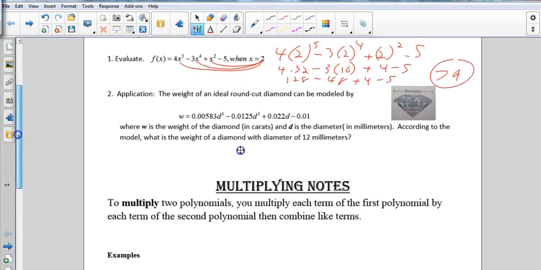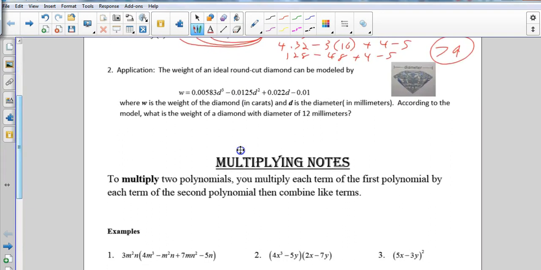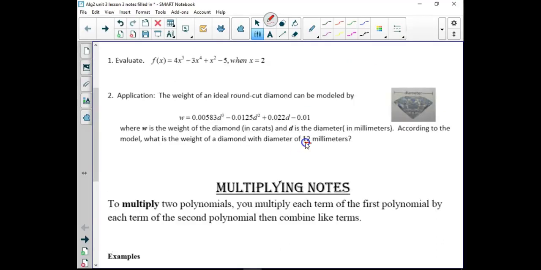Similar idea, an application problem. So in this little story problem, we have the weight of an ideal round cut diamond can be modeled by this crazy decimal model, where W is the weight of the diamond and D is the diameter. So what if you have a diameter of 12? Okay, so there's two ways to do this. You can physically take this 12 and plug it in here, here, and here. So cube 12, then multiply by 0.00583. Square 12, multiply by negative 0.0125, and so forth.